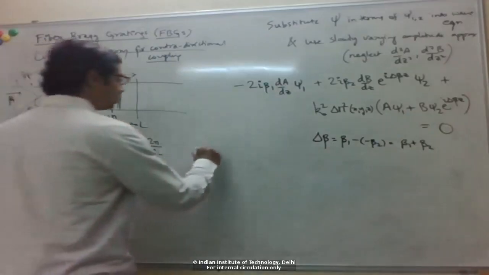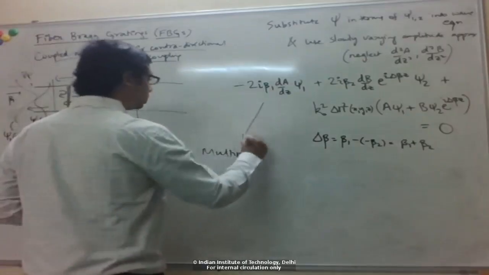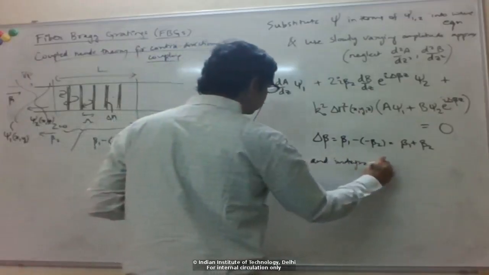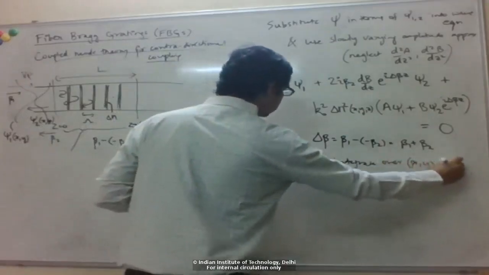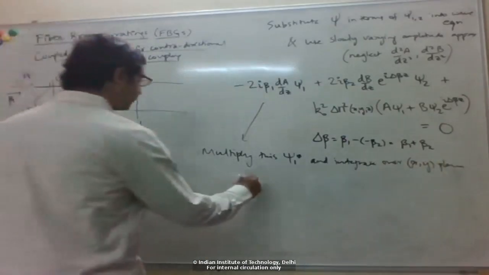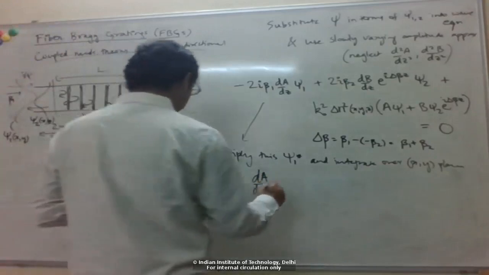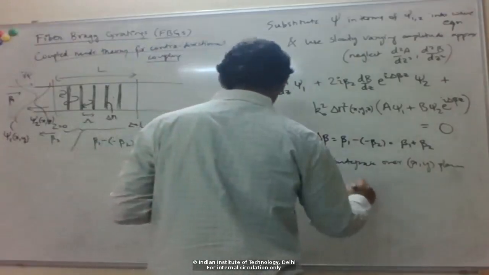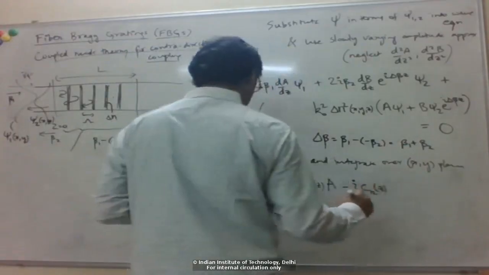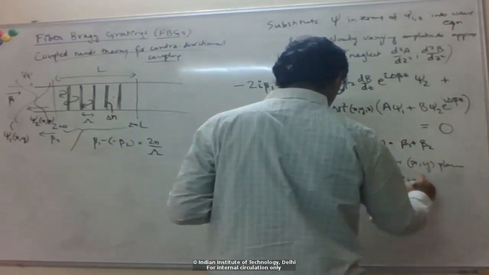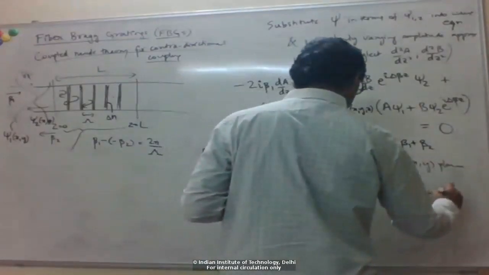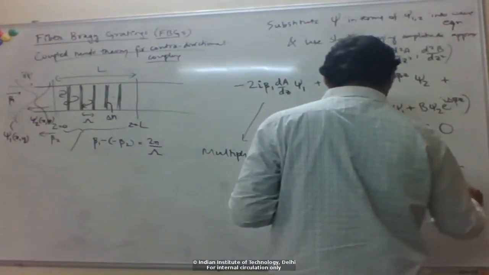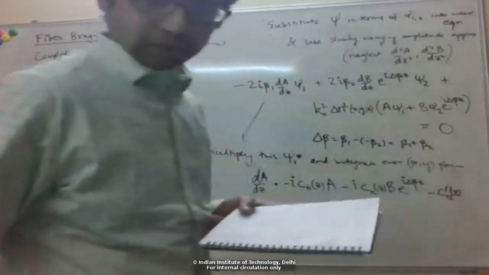So yeah, if you multiply this equation by psi1 star and then integrate over the cross section xy plane, we will get an equation for A like this. We call this.